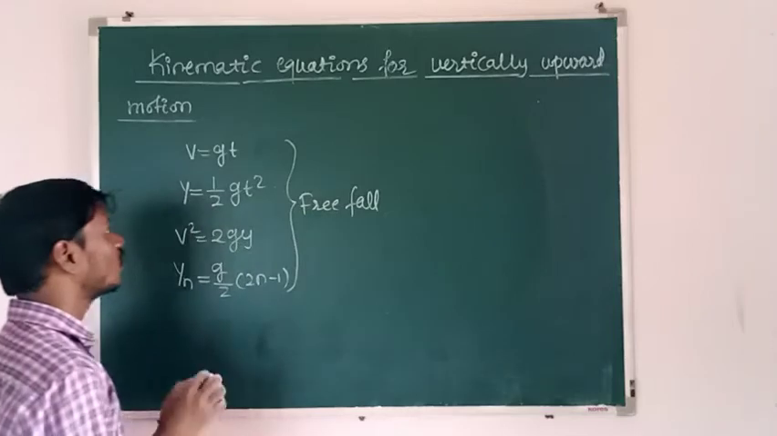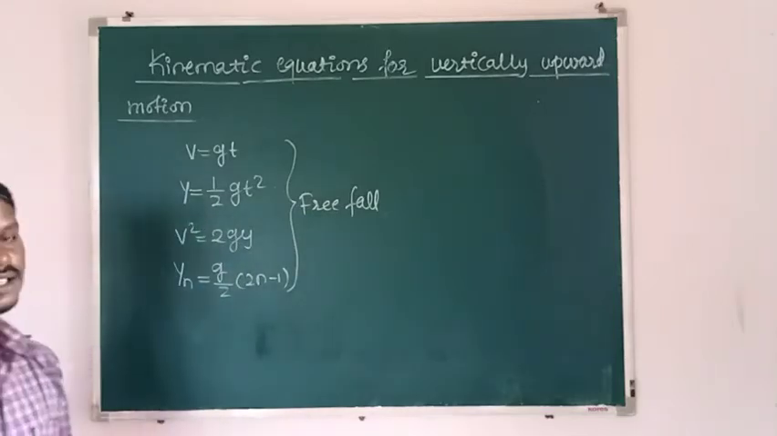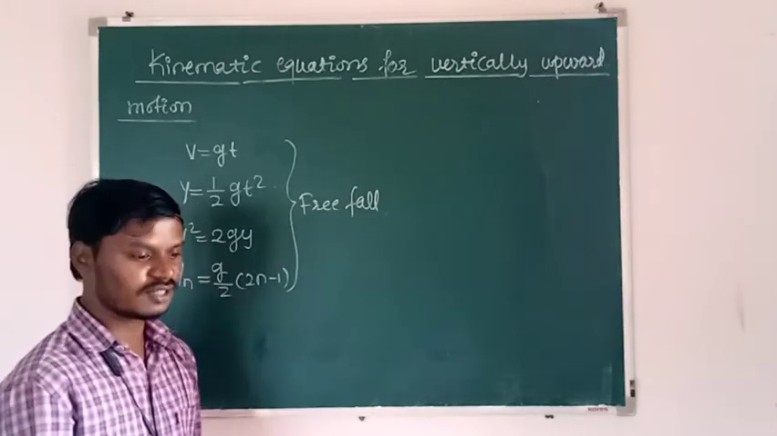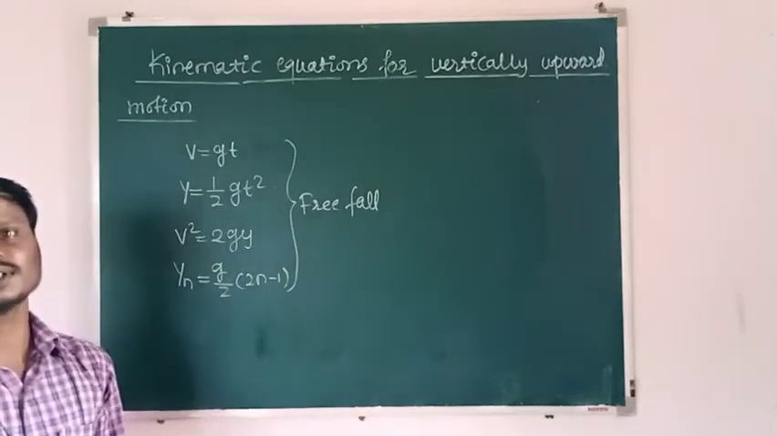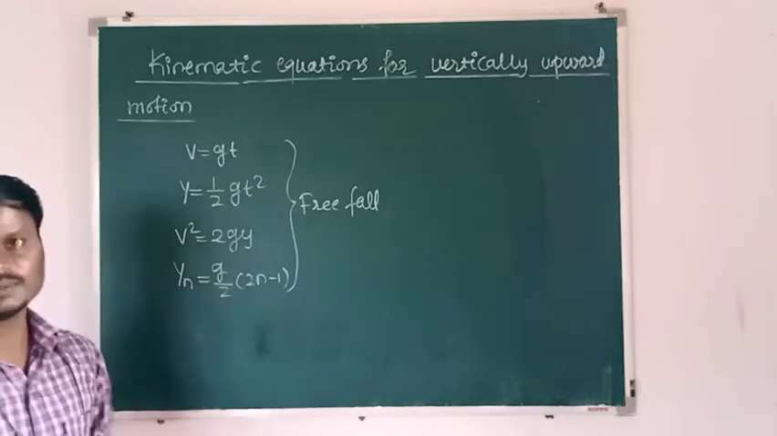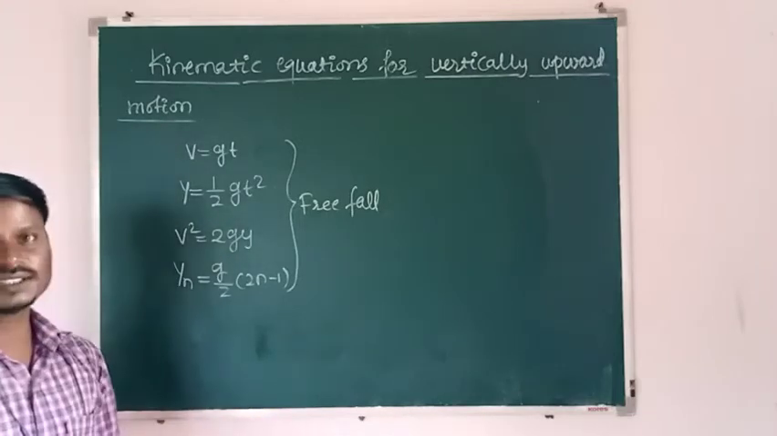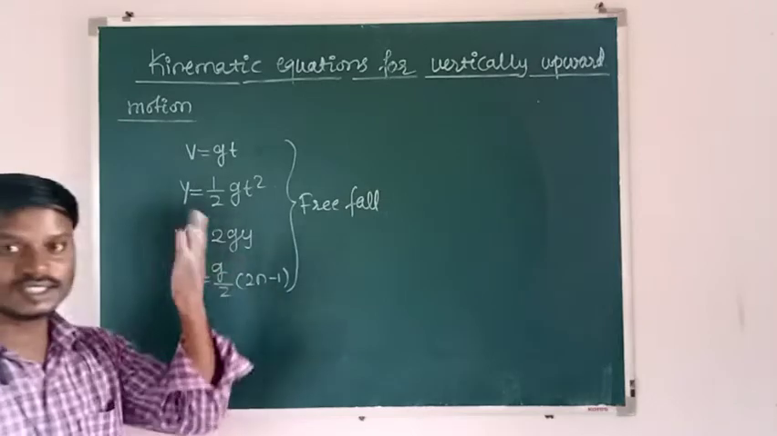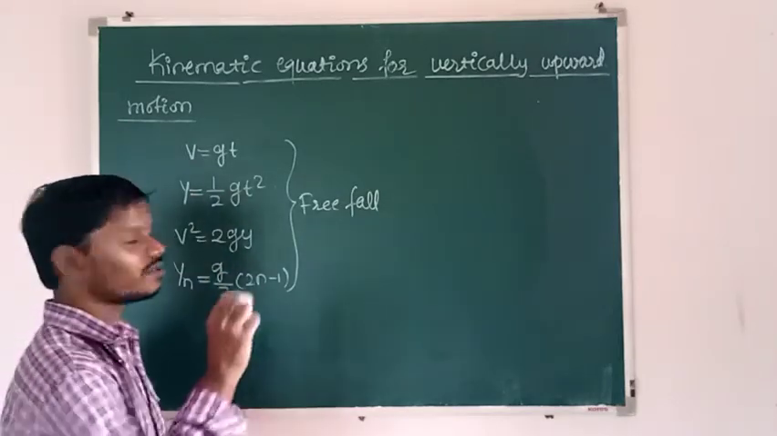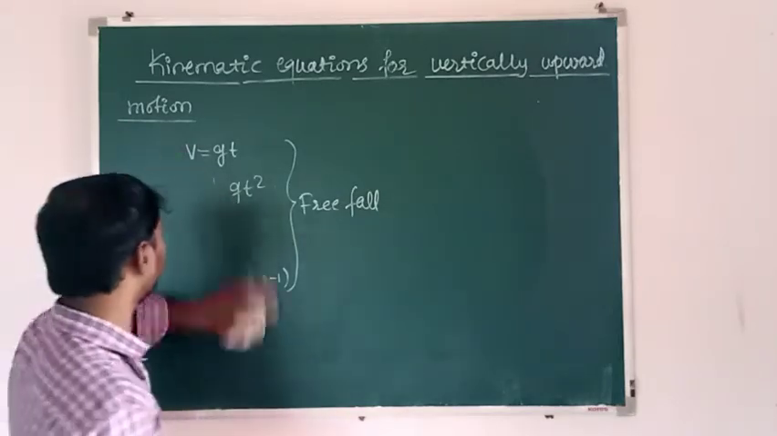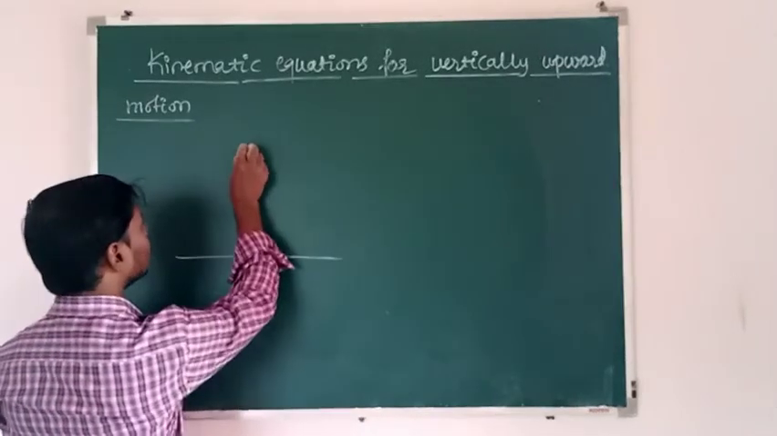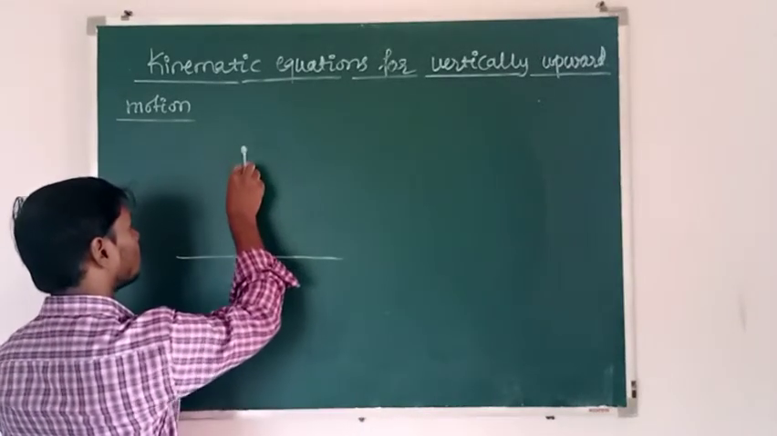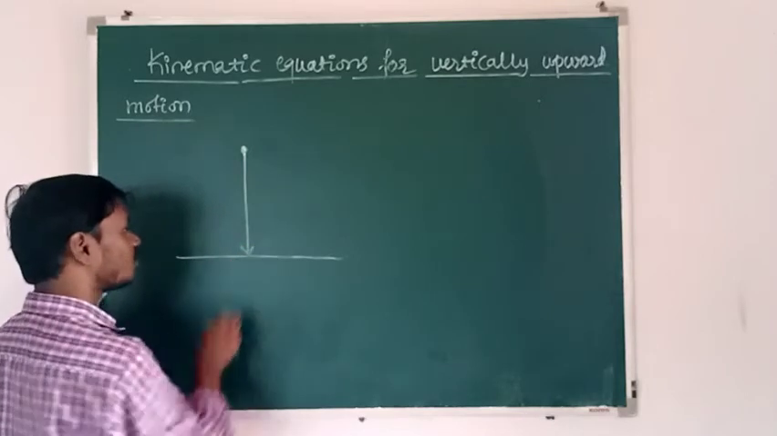And what are the kinematic equations used in case of vertically upward motion? Suppose I throw this object in the upward direction. So what are the kinematic equations used to find the velocity of the object, the distance traveled by the object, and also the distance traveled by the object in the nth second? What are those kinematic equations? And in case of vertically downward motion, here the body is falling down. Body is falling down freely.